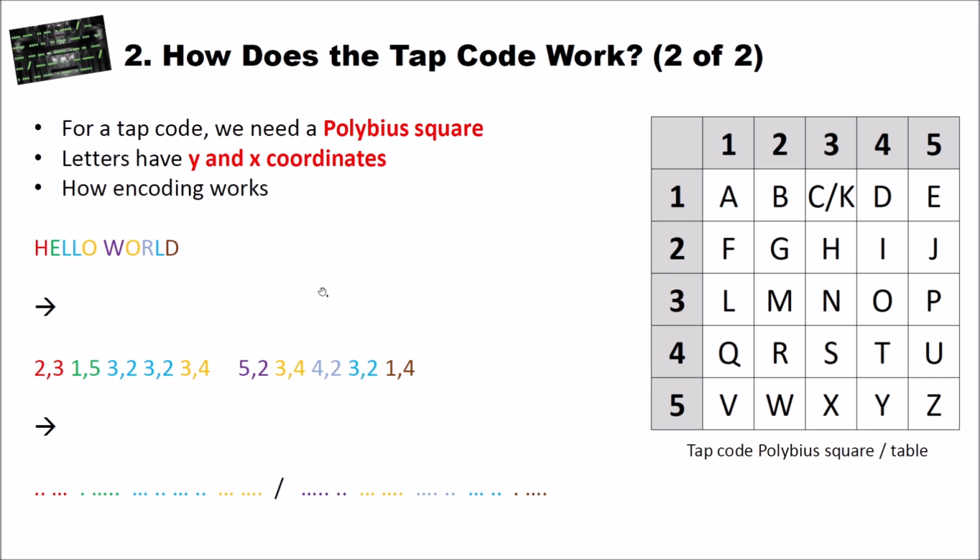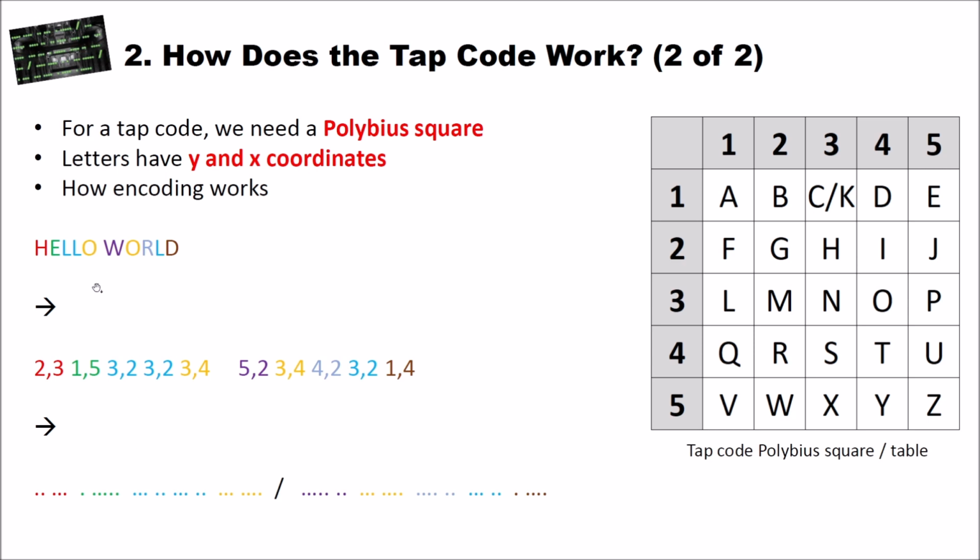As I have already said, for a tap code, we need a so-called Polybius square. You see the Polybius square here on the right side. In that Polybius square, we have y and x coordinates. And here is an example of how encoding using such a Polybius square to create a tap code works. For instance, we want to encode hello world. As you can see here, I marked all the different letters and encodings with different colors.